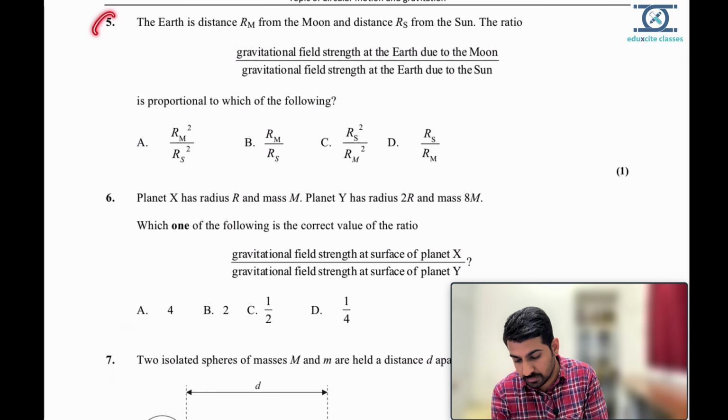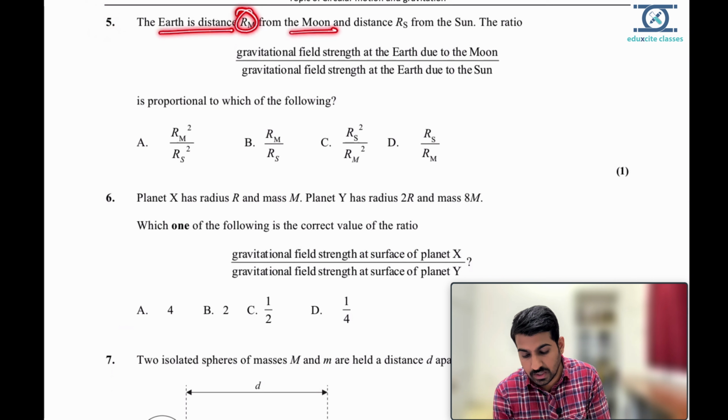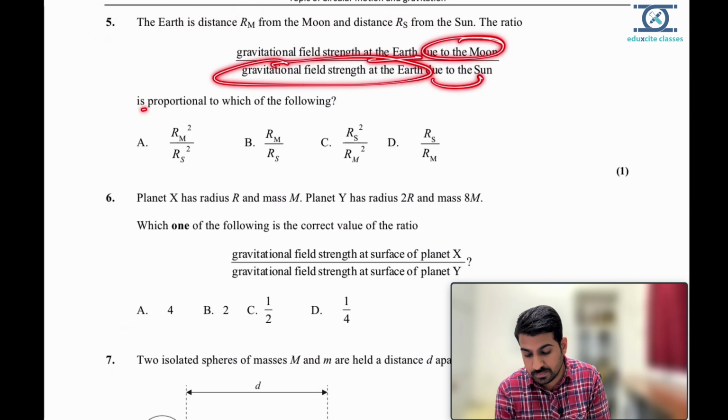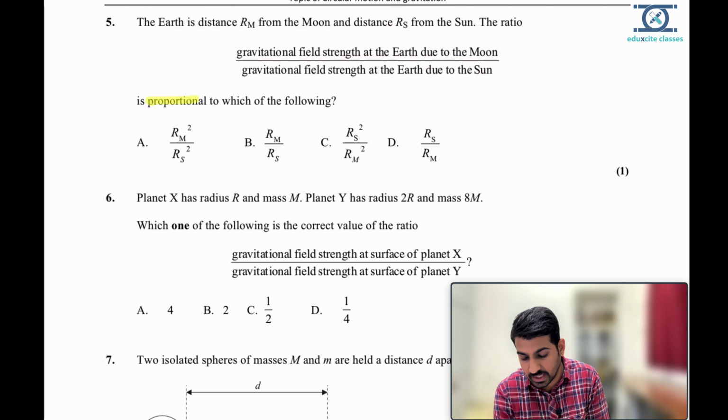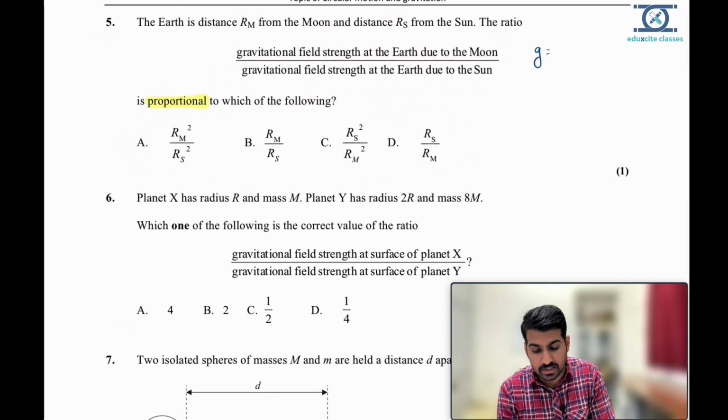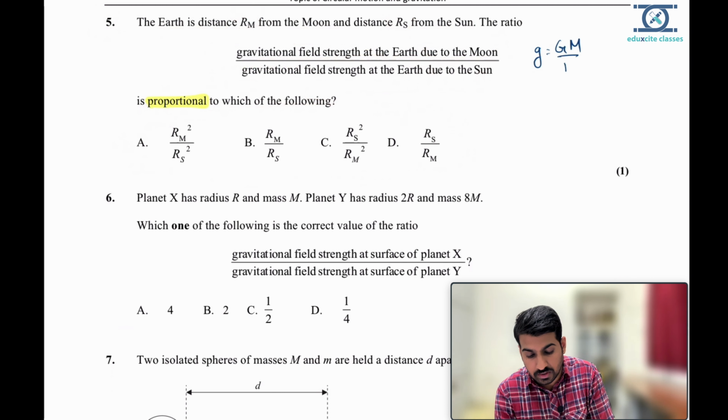Now question number 5. The earth is distance rm from the moon and distance rs from the sun. The ratio of gravitational field strength at the earth due to the moon, to that at the earth due to the sun, is proportional to which of the following in terms of radius. It is not asking for equivalent to, it is proportional to. Now we know that small g is equal to capital G M upon r square.